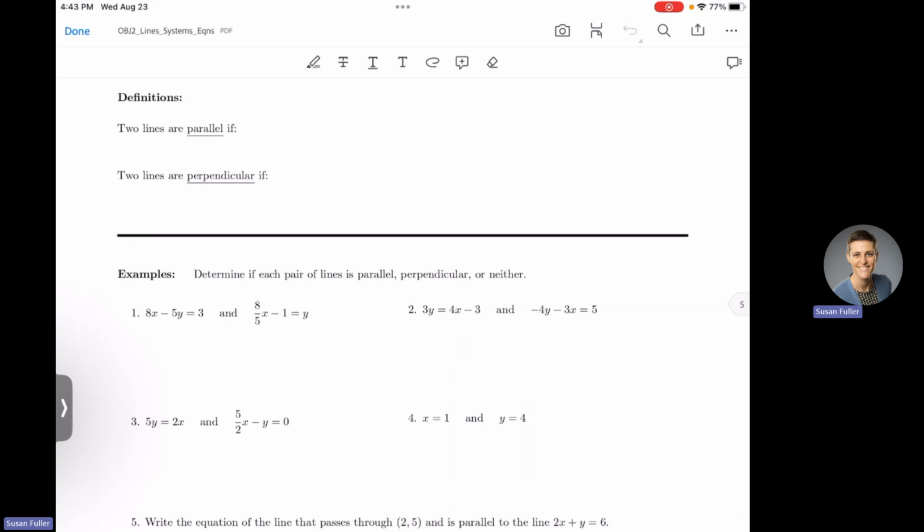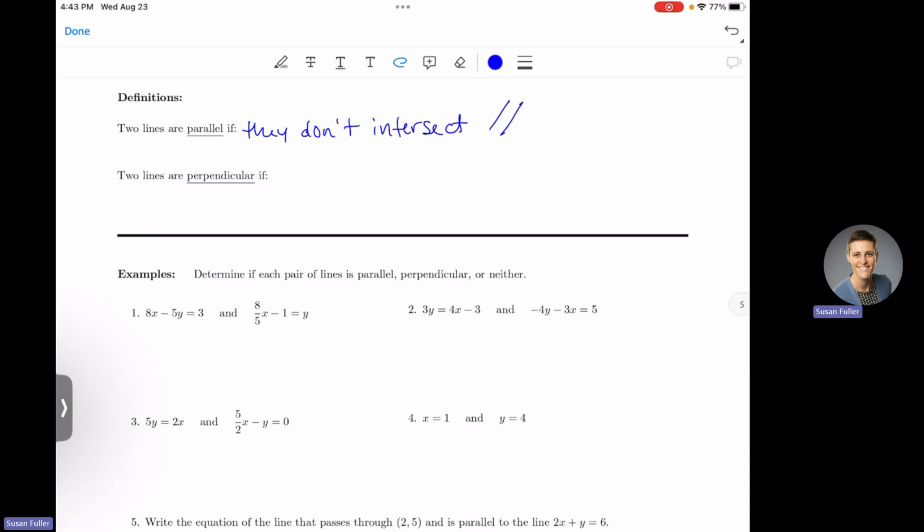if they don't intersect, right? They never hit each other. And that means, right, two parallel lines, picture two in your head. My two look like this, which means the tilt of the lines is the same. So two parallel lines have the same slope. Their slopes are equal. Okay, so that's parallel lines.